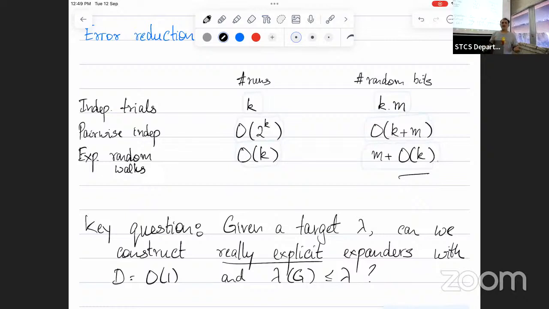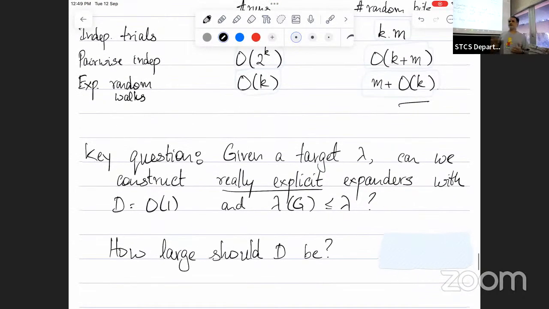Now, something has to give, right? I can't just hope for the target lambda and also say that I want a 3-regular graph that also has this property. So there's going to be some trade-off between what lambda you want and what degree you want. So the question that we are going to end up dealing with is, how large should D be if your goal is to get lambda as your target? And it turns out that this D has to be something like 1 over lambda squared.